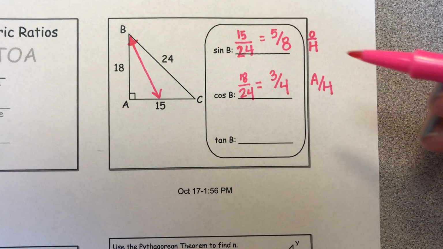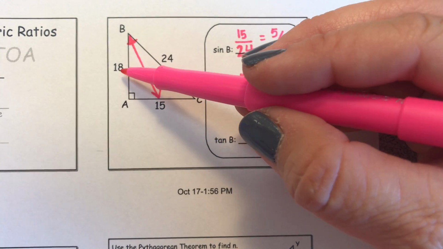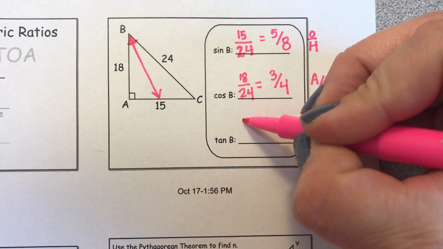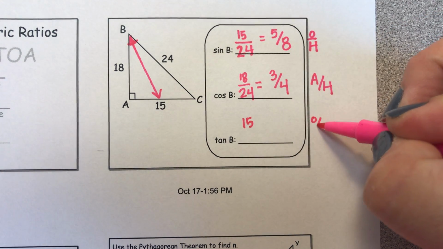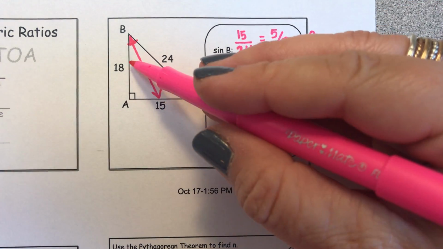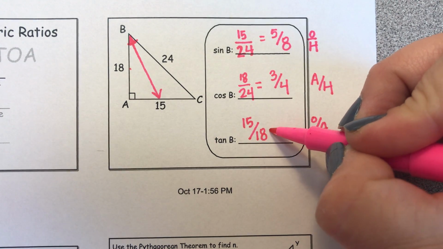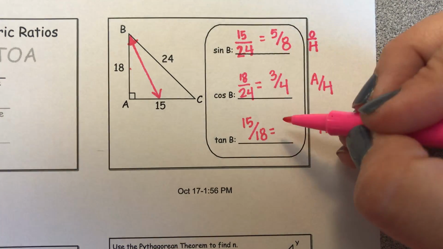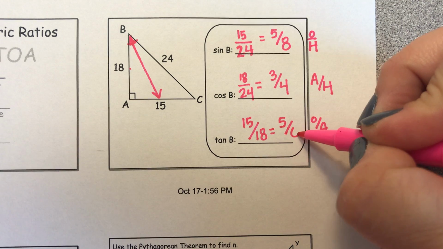And then tangent is opposite over adjacent. So the opposite of angle B is 15, and then next to it is 18. Those are both divisible by 3, so it's 5 over 6.